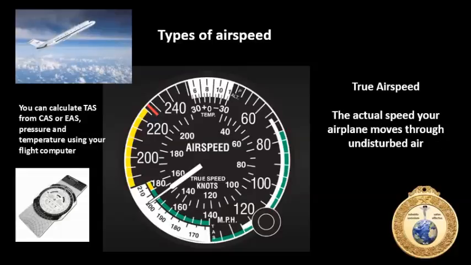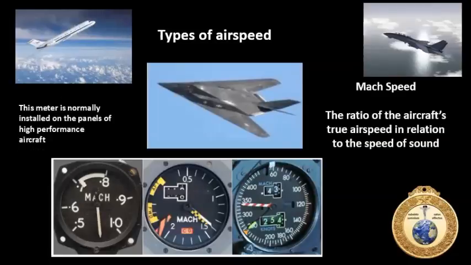True airspeed is the actual speed of your airplane as it moves through undisturbed air. You can calculate your true airspeed from calibrated airspeed or equivalent airspeed using your E6B flight computer, taking pressure and temperature into account. Mach speed is the ratio of the aircraft's true airspeed in relation to the speed of sound. Your training aircraft will probably not have a Mach meter, but it's included in the slide for informational purposes, since high performance aircraft have Mach meters.